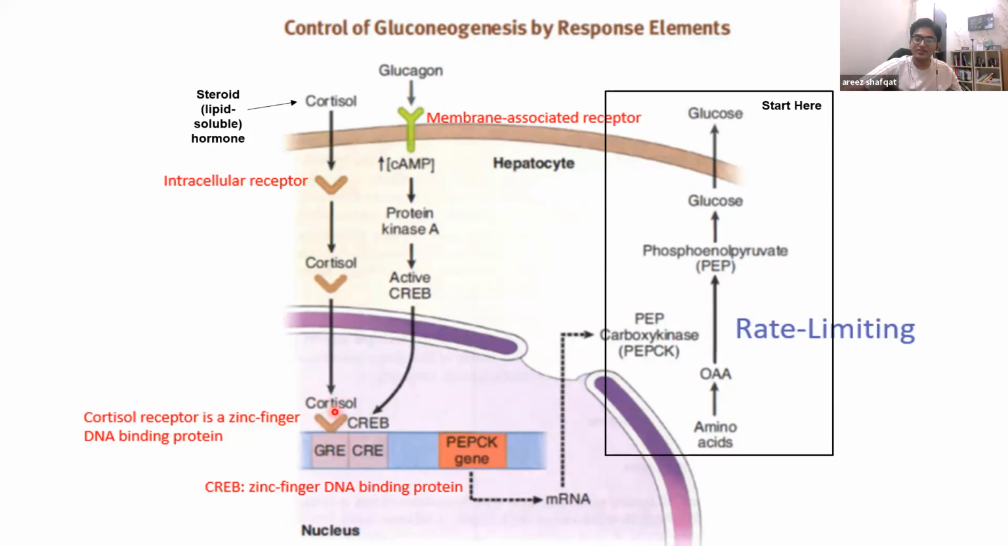When this cortisol receptor binds to GRE, the DNA bends, RNA polymerase transcribes PEPCK by a lot, and you have increased expression of PEPCK, and you have gluconeogenesis.